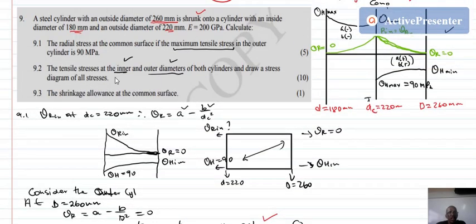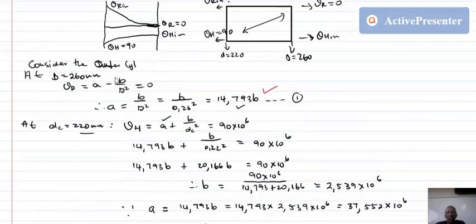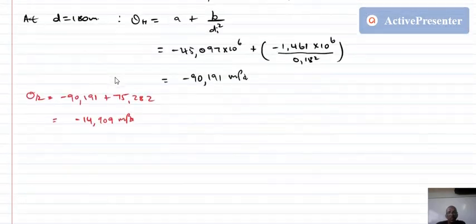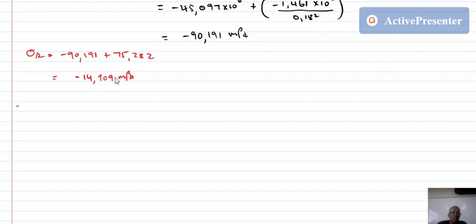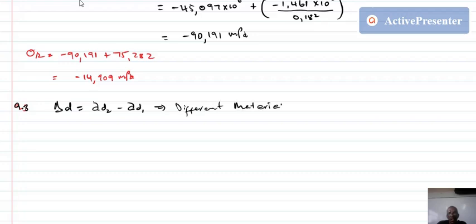And now 1.3. It wants the shrinkage allowance at a common surface. If you notice the formula, let's write down the formula 9.3. In 9.3, the shrinkage is the change in diameter 2 minus the change in diameter 1. Mostly we are using different materials, but on the same material, shrinkage is the same as the common diameter over E, multiplied by hoop stress 2 minus hoop stress 1.